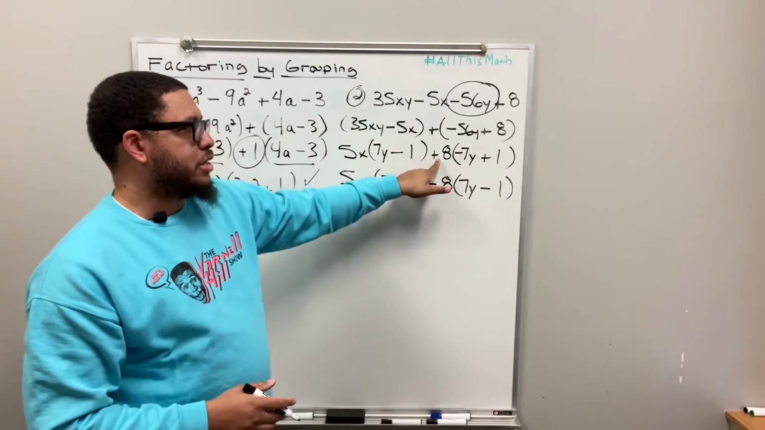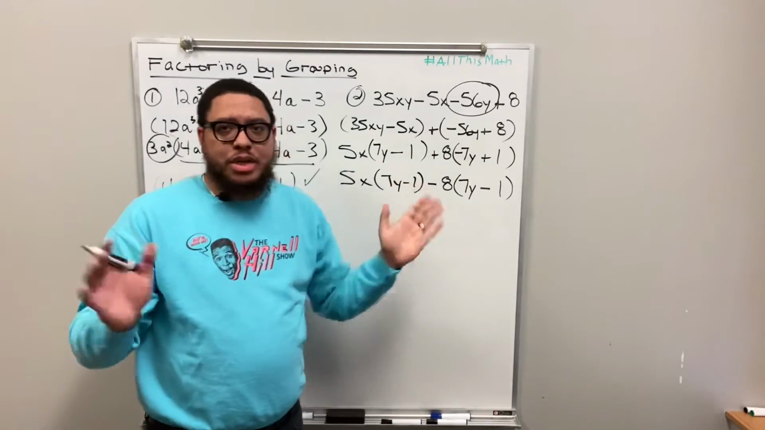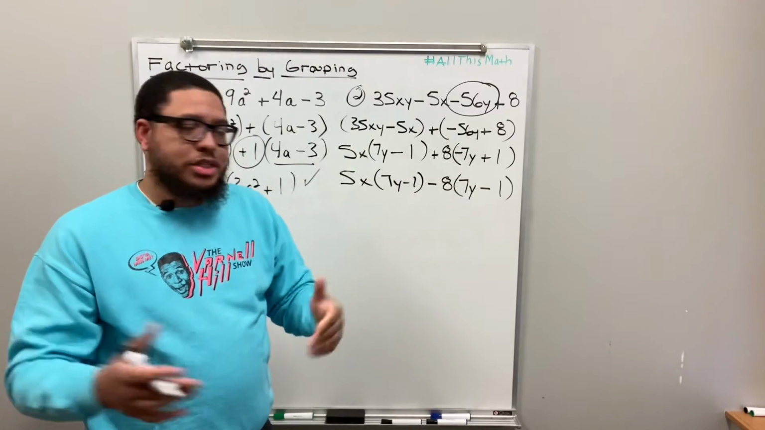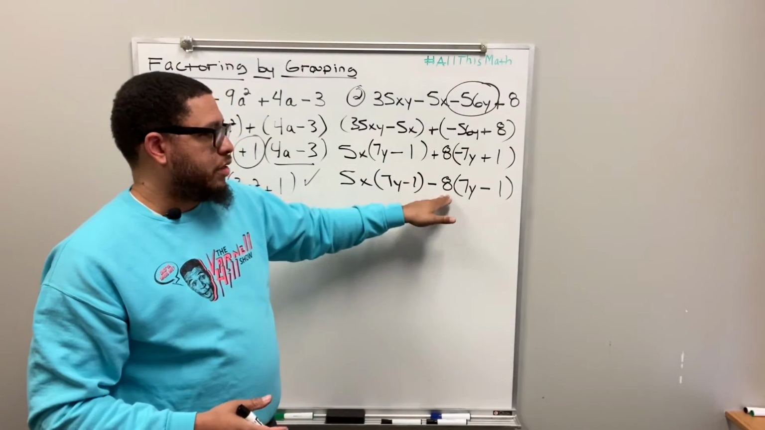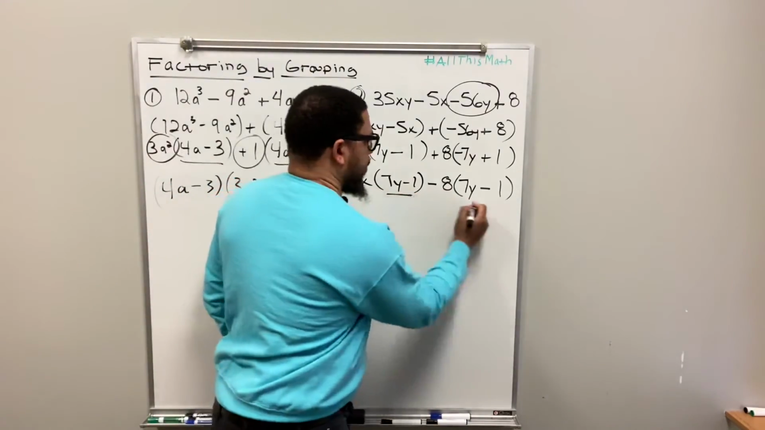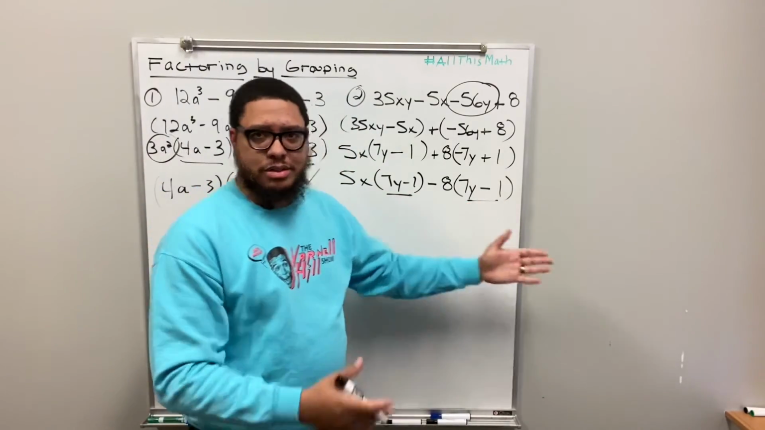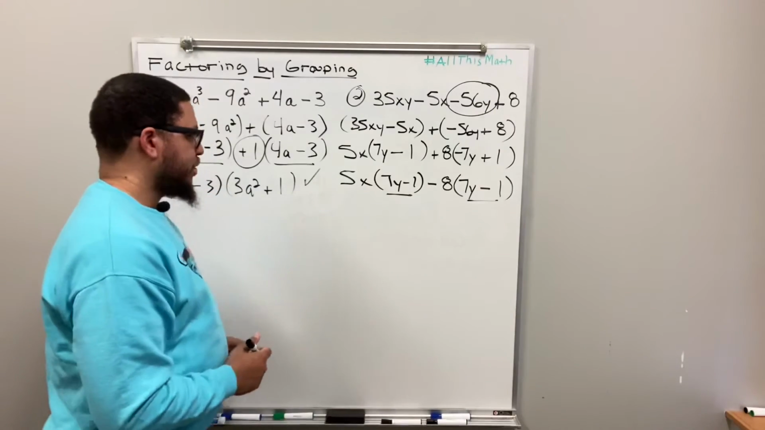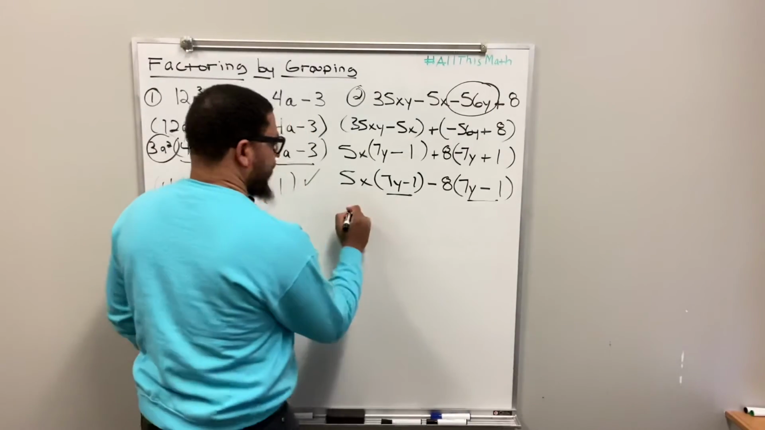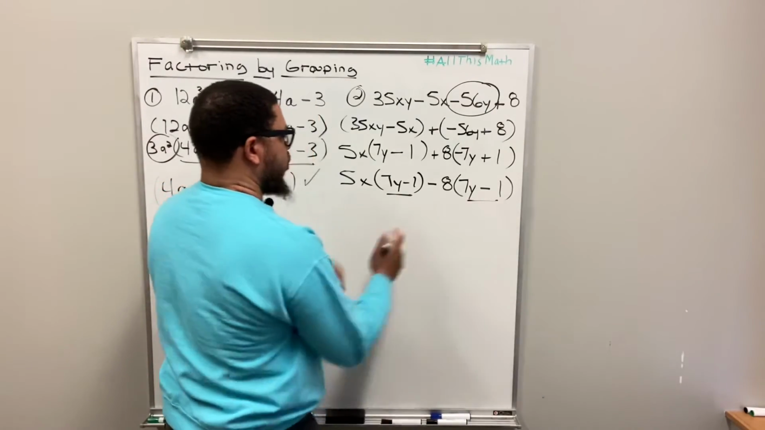See, we pulled out the positive GCF and bad things happened. We couldn't do our work. We couldn't finish it. But when you pull out the negative GCF, see how everything matches up? 7y minus 1 and 7y minus 1. You see that? Yeah. So now, whatever matches up, our binomial, we write that.